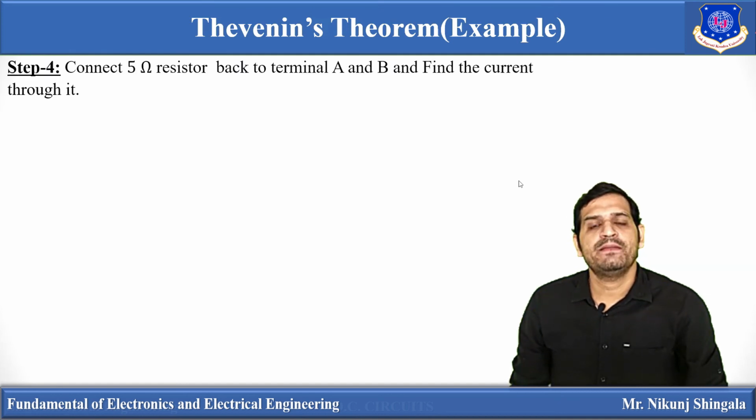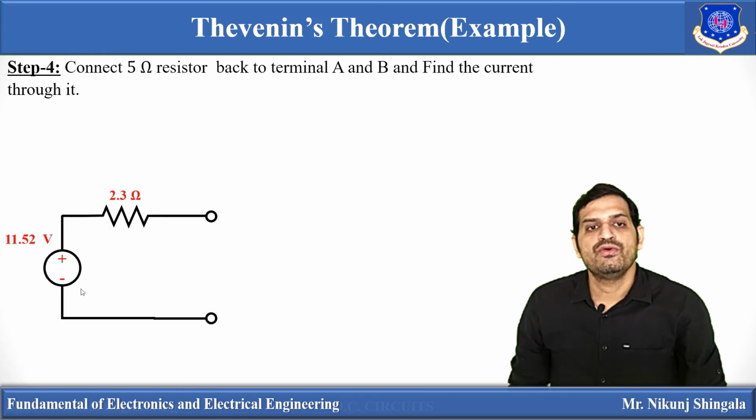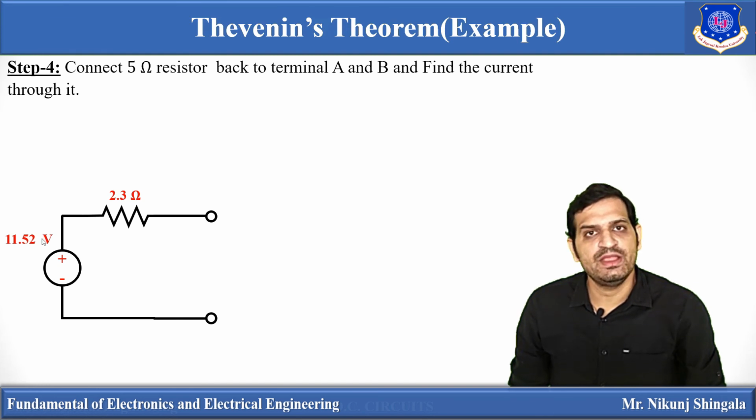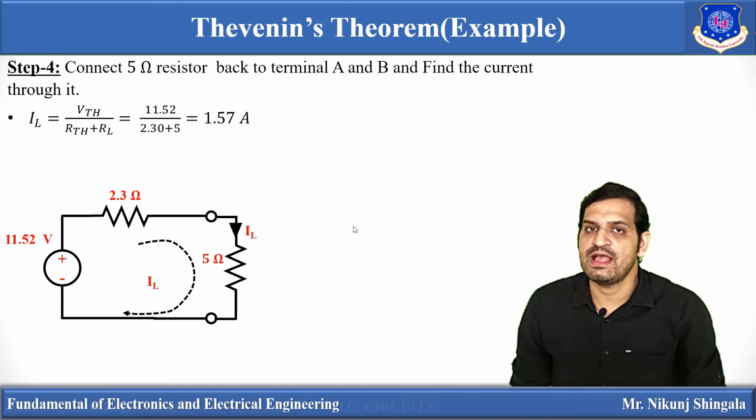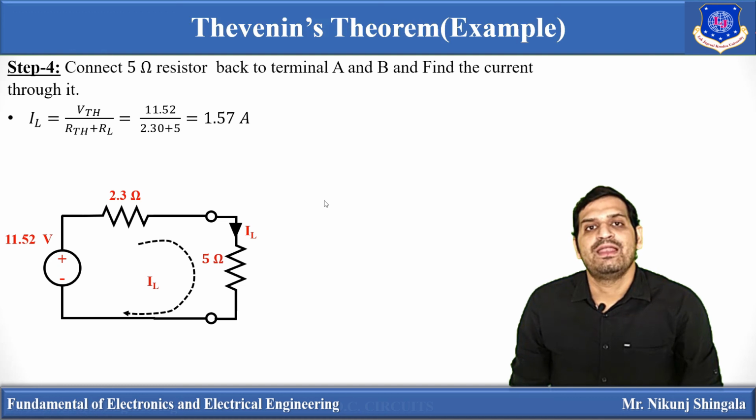Now the final step, connect back the 5 ohm resistor between terminals A and B and find the current through it. The value of VTH which we have got is 11.52 volt and RTH is 2.3 ohm. Now between these two terminals connect the 5 ohm back. Now only one loop is there, so we can easily find the current through 5 ohm by applying KVL in this loop. So IL is equal to VTH divided by RTH plus RL. So 11.52 divided by 2.3 plus 5, so 1.57 ampere. So you have to write that the current flowing through the 5 ohm resistance is 1.57 ampere.